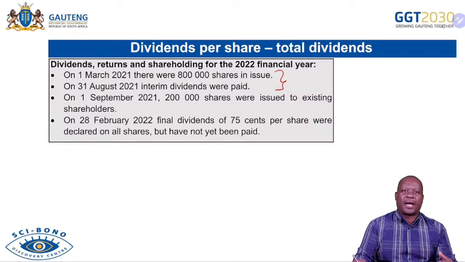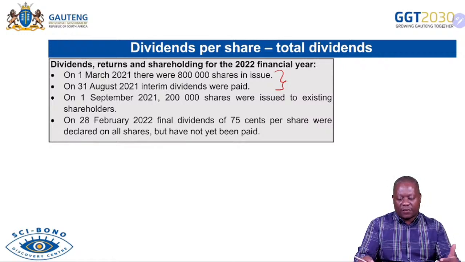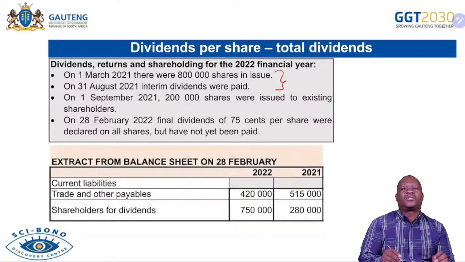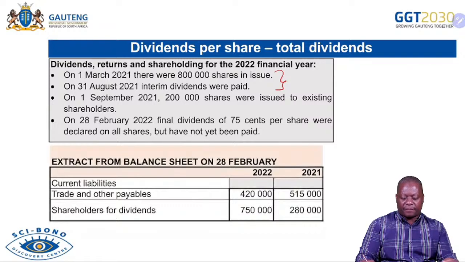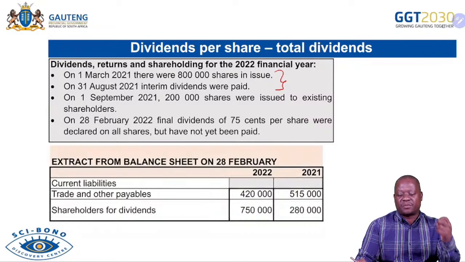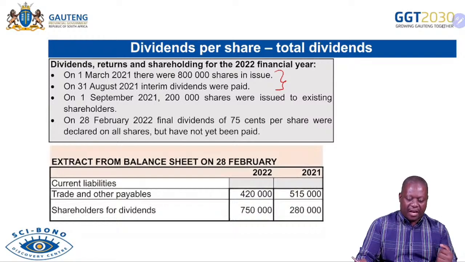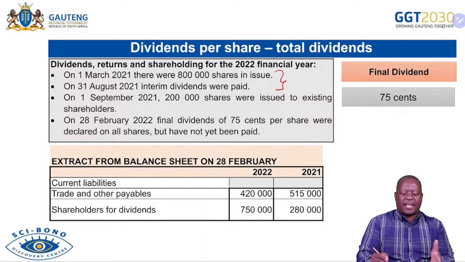I think we are familiar with that. The final dividend is always declared but not paid until the following year, because usually it's declared at the end of the current financial year. So we want to find our total dividends. Now, remember what we have here. We are given the interim dividend. We still remember we calculated it. In fact, we even found the interim dividends per share. And then we are also given the final dividend, which is simply going to be 75 cents per share.